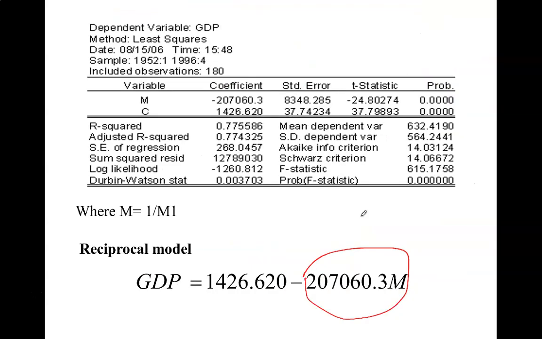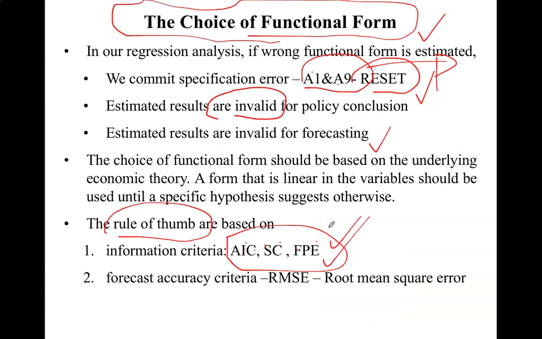If you see here, there is AIC. This is AIC. This is SC. We don't have the FPE in this result. So that's the criteria here. We're not going to use this as a criteria to choose the model, just to introduce you to what is available for the choice of functional form.